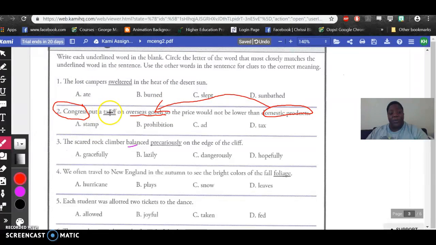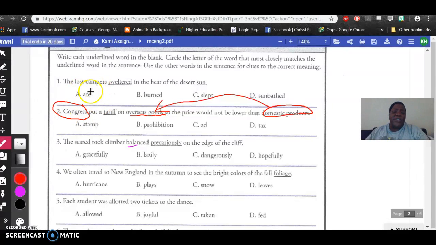So now we know that Congress put something, and remember, we're trying to figure out what tariff means, on overseas goods so the price would not be lower than domestic products. If you're reading the sentence carefully, what Congress is trying to do is make sure that overseas products are more expensive than domestic products, okay? So Congress put something on overseas goods so the price would not be lower than domestic products, making sure that domestic products have a fair chance against overseas products.